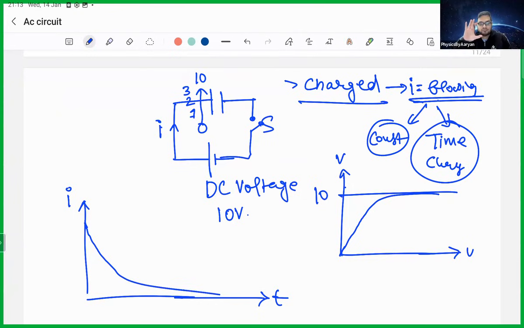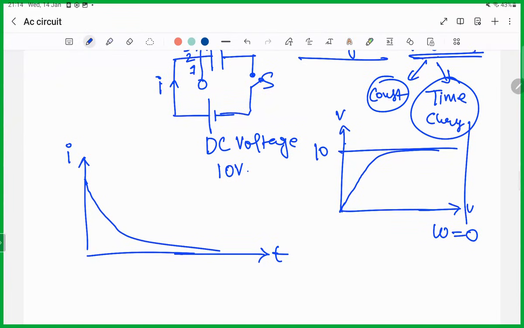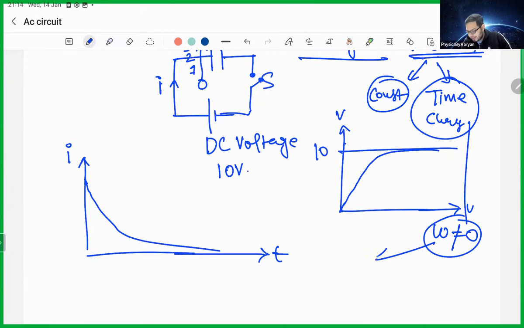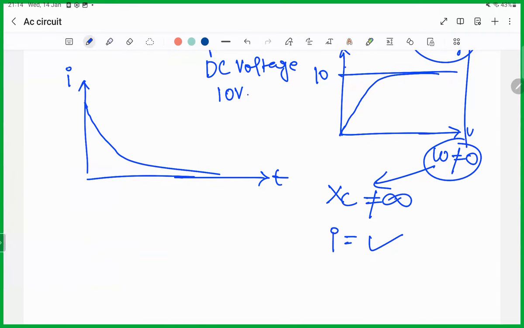Now everyone can imagine it is time changing. And if it is time changing, can I say omega is 0? No, because it is time changing. It means omega is not 0. If omega is not 0, can I have XC? XC will not be infinity. And if I have XC, can I have current? Everything is okay.